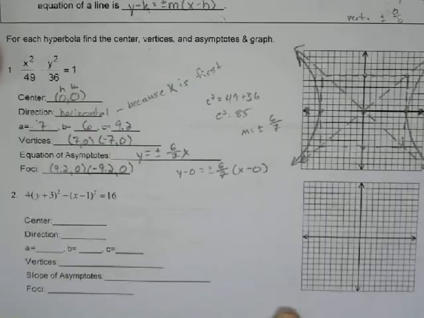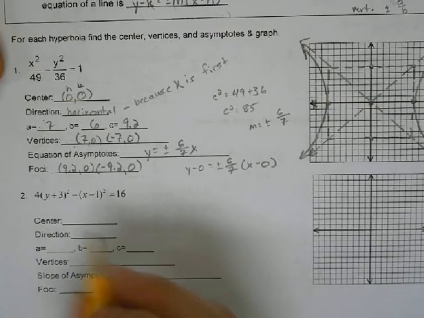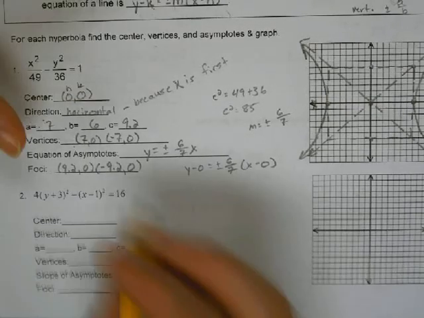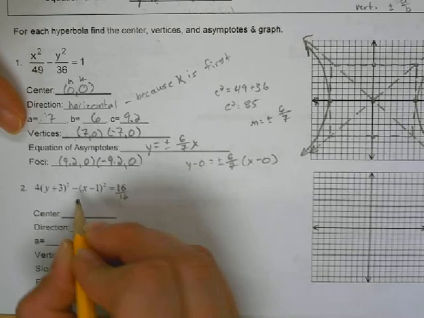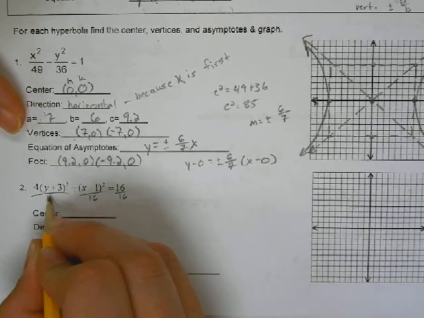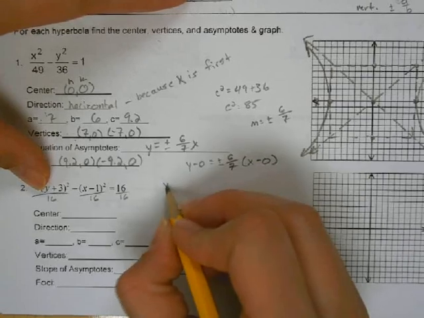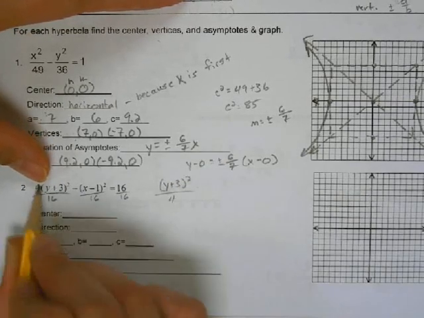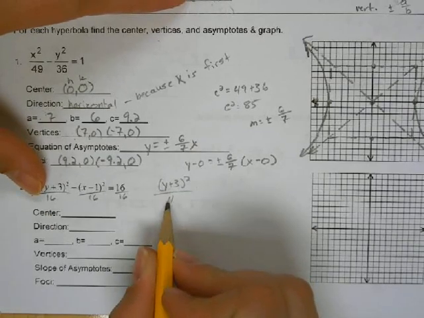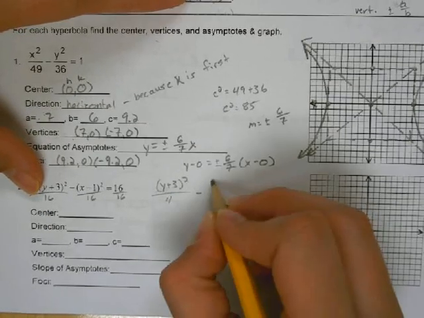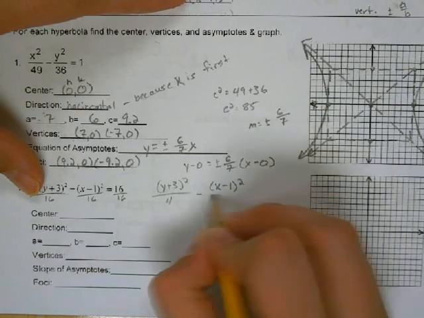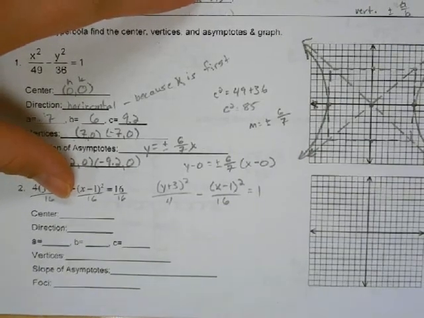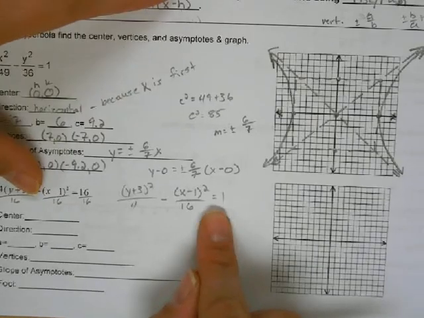Okay, so that second one, what you're looking at is I'm not equal to 1. So I can't do anything with it yet. So we're going to divide by 16 first. Okay, divide by 16. So I've got (y plus 3) squared over 4, right? Because 4 over 16 reduces to 1 over 4. And then minus (x minus 1) squared over 16. There's nothing to reduce with, and that's all just equal to 1. Okay, so here we go again. I'm already set up, ready to go.